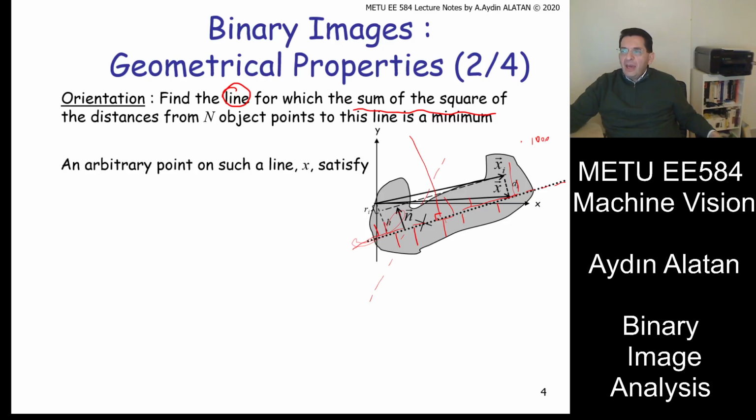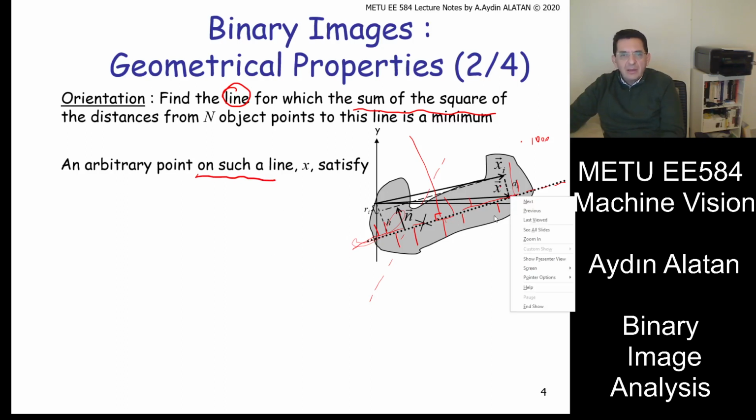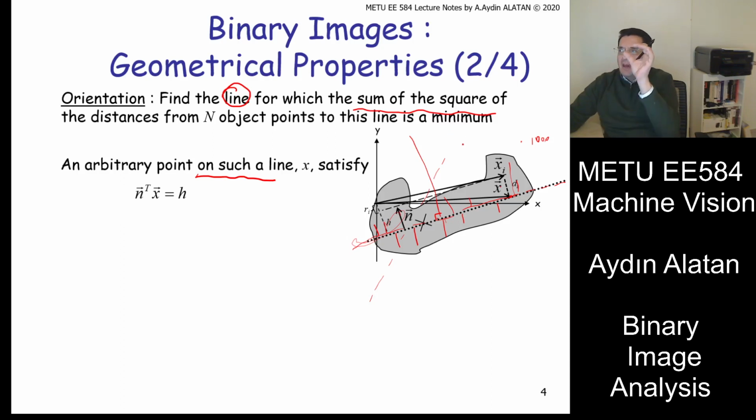orientation line. Okay, therefore, first of all, an arbitrary point on a line. Let's start with this. Therefore, this x is on the line, this point. Okay, then we have n, your normal vector of the line. In other words, ax plus by plus c. Therefore, the numbers in front of x and y, this is the normal vector.